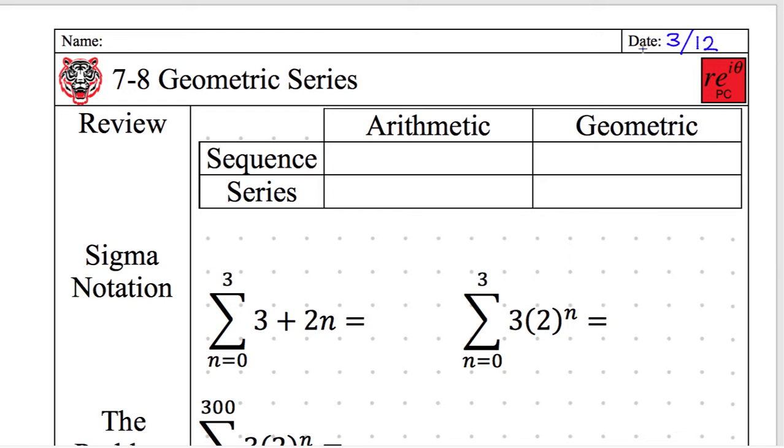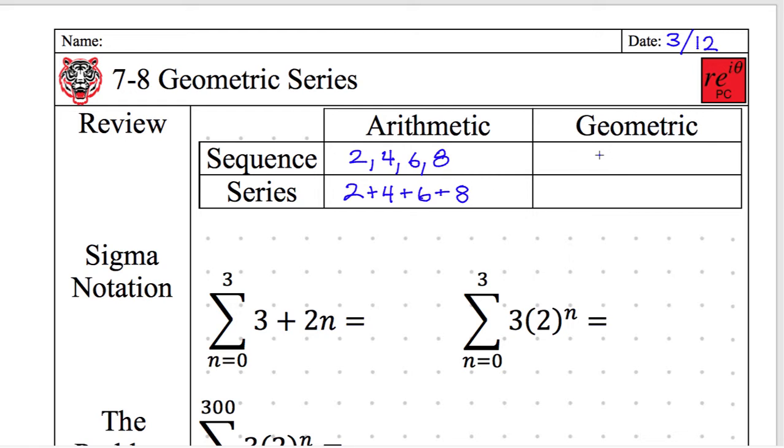All right, so we've talked about this over and over again. An arithmetic sequence, give me an example. 2, 4, 6, 8. Arithmetic series: 2 plus 4 plus 6 plus 8. You add them together.